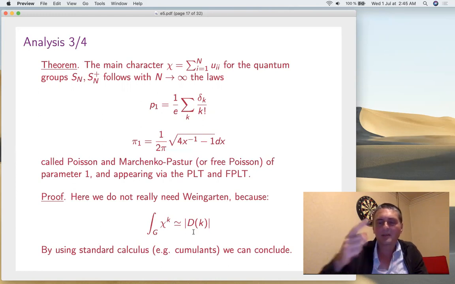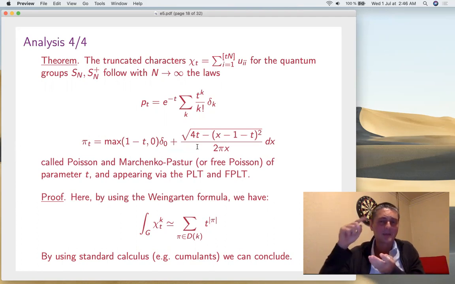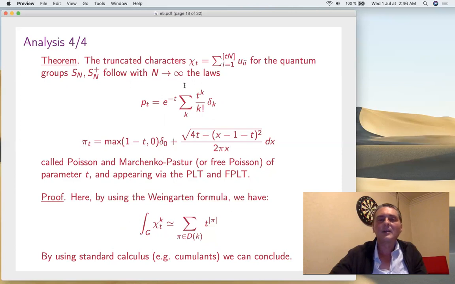Integrating the character means counting the fixed points, so counting the partitions. And it's well known that the number of partitions gives the moments of Poisson, and here we get the non-crossing ones. So that's standard probability. Now, more interestingly, if you take the truncated characters, truncated with the parameter t, we'll see in a second why this is important, we get Poisson of t and Marchenko-Pastur of t, or free Poisson of t if you want. Once again connected via the Poisson, free Poisson limit theorem.